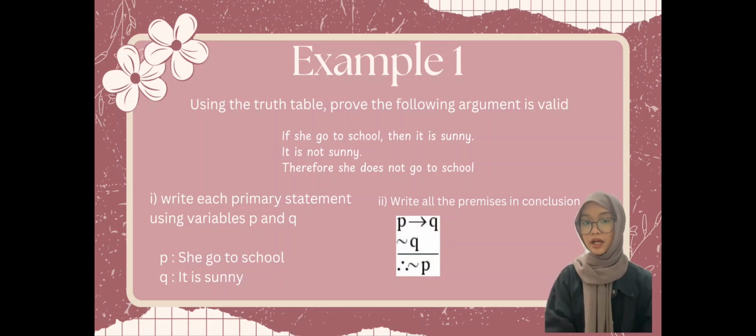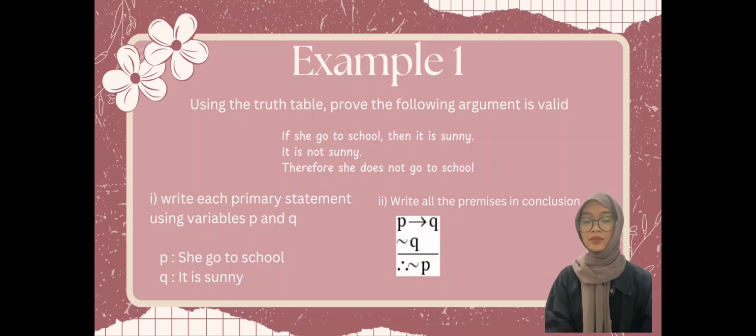This question asks us to use the truth table to prove the following argument is valid. The argument that we have to solve is, if she goes to school, then it is sunny. It is not sunny, therefore she does not go to school. We can see that the last sentence has therefore at the beginning, which means that sentence is the conclusion. So the first step is, we have to write each primary statement using variables P and Q, where P is she goes to school, while Q is it is sunny.